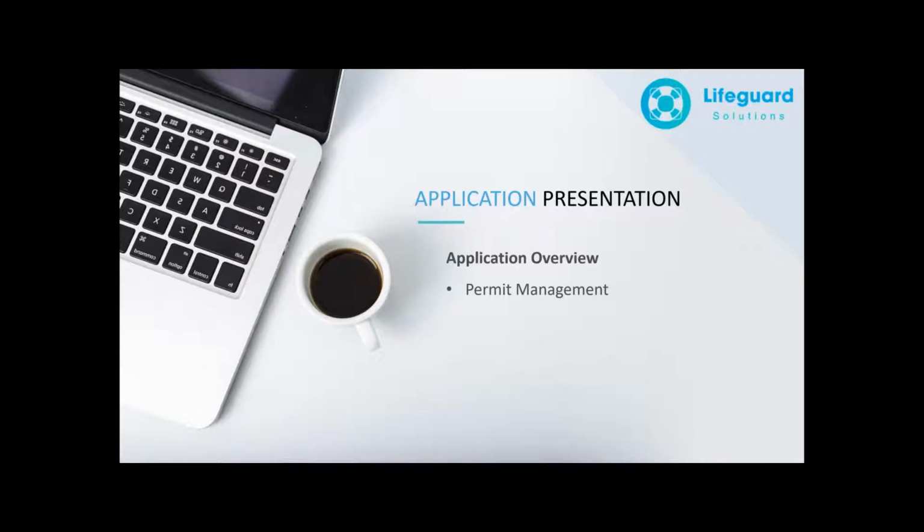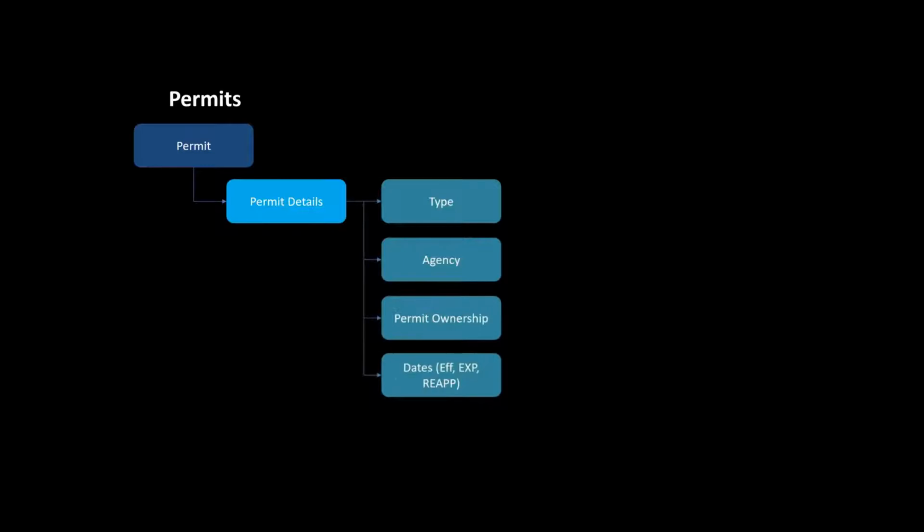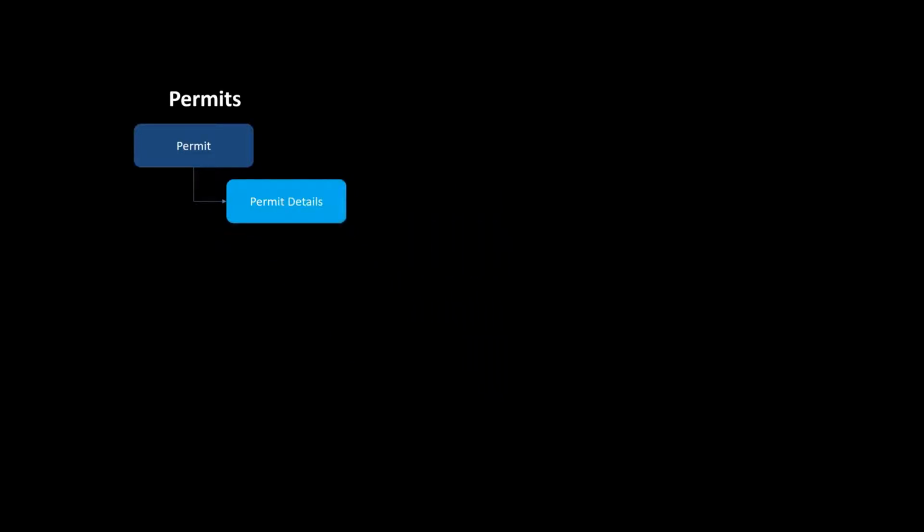So within our permit management application, we're going to see the ability of capturing some level of individual permit details. Within those details, we have things such as the type of permit, the specific agency that it's coming from, who is going to be owning that permit within the application, and any associated dates, so any effective dates, expiry, or reapplication dates that need to be captured within the system, which is very important. This is essentially determining a lot of the individual notifications that are going to be going out from the system directly to your employees.